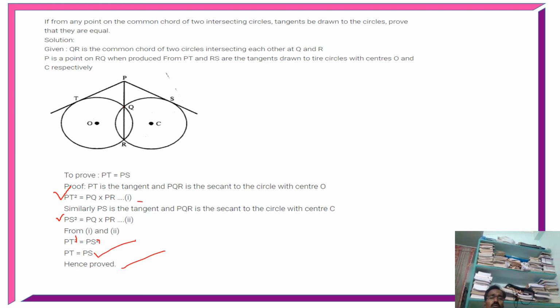So you need to remember this theorem: when a tangent and a secant intersect on the same circle, the tangent square equals the product of the line segment and the secant. So we can prove it like this, students. Hence it is proved that the two tangents drawn to the different circles are equal in length. Again, we go to the next slide, students.